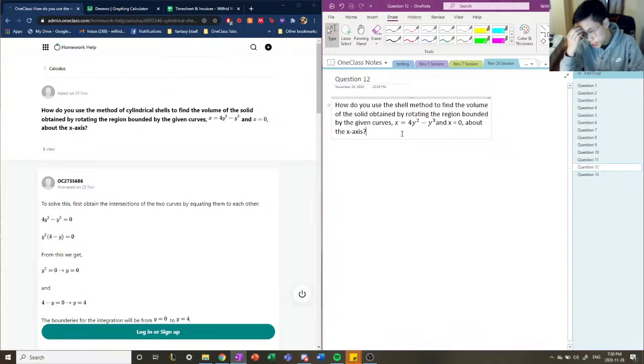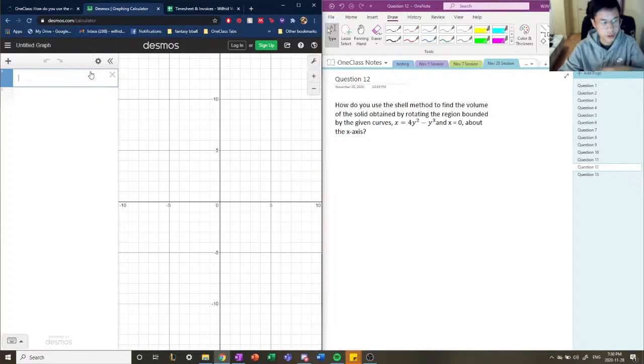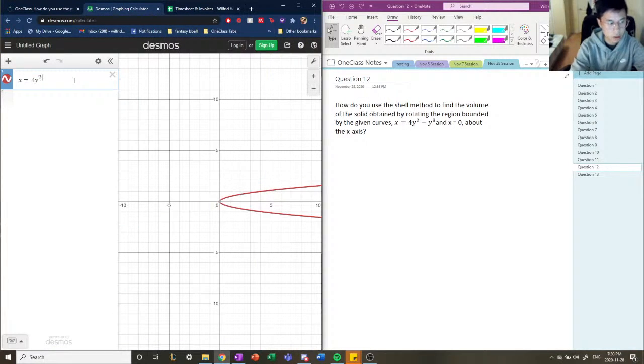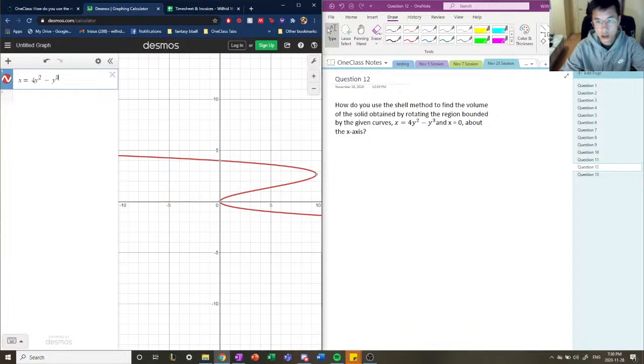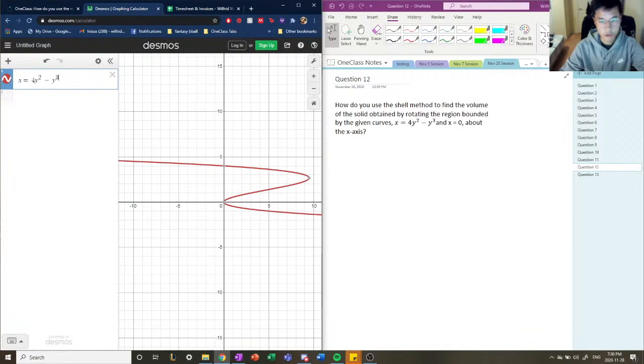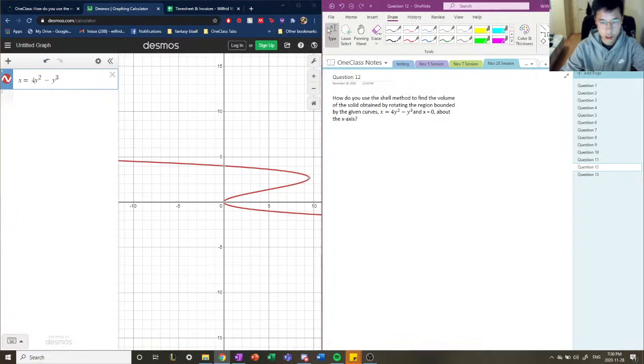Alright, so in previous sessions, I actually solved some of these questions. I think in the last session, I actually used the disk method, so this time we're going to be using the shell method. Okay, so the first thing that you always want to do is figure out the bounds of the integral that you're calculating. Okay, so we want to graph out this function first. So I have x equals 4y squared minus y cubed. Okay, so I'm going to take this function here and graph it out over here.